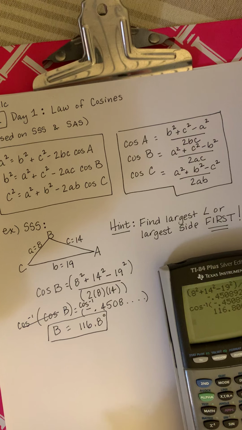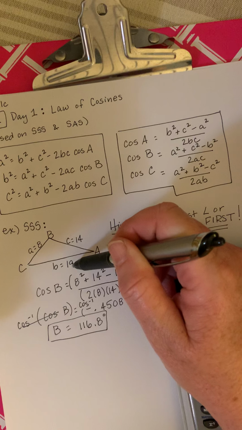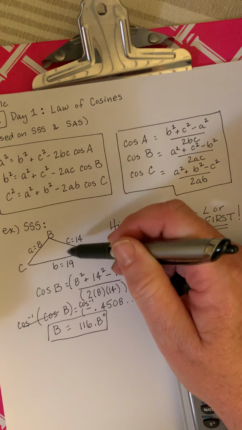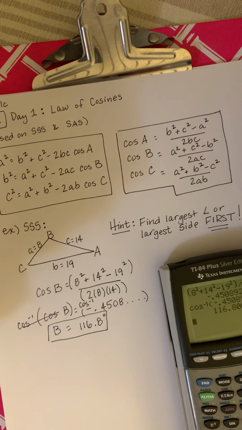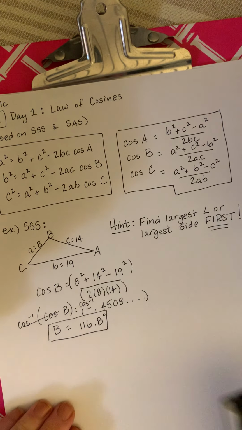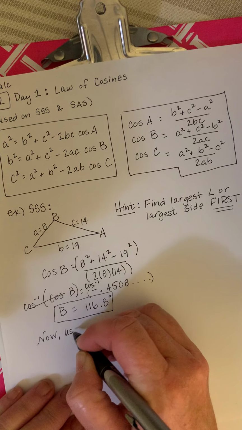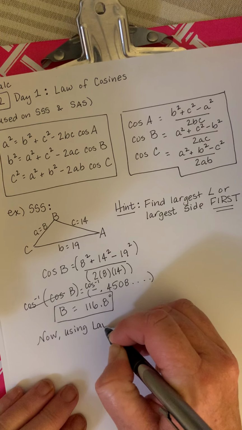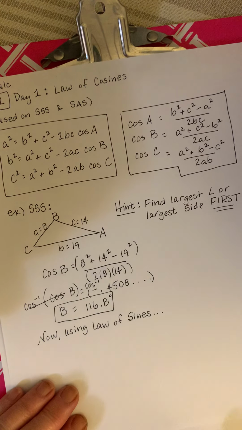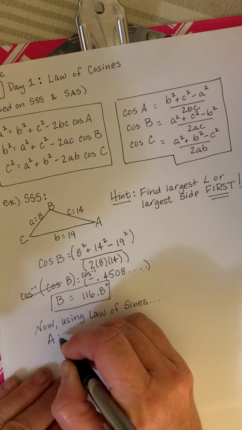So now that we have a pair, the B pair, we know 19 is side B, and we know 116.8 is angle B. Now we can use the law of sines to find either angle A or angle C. It doesn't matter which one we find next, okay? But I'm going to revert to the law of sines. And you don't have to. You could continue using the law of cosines, but people generally don't want to if they have an option. Okay, so I'm going to go back to the law of sines, and I'm going to find angle A.